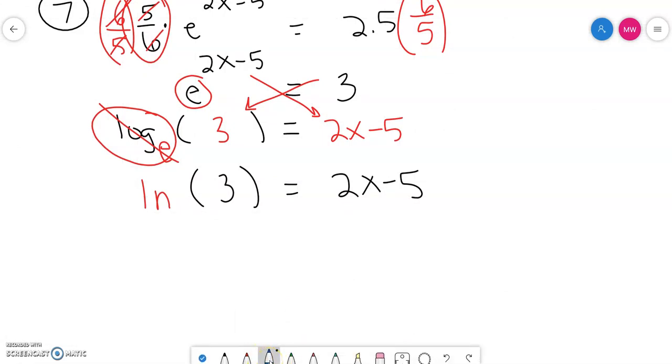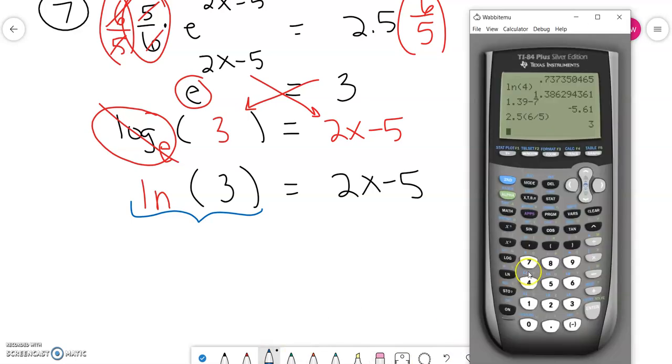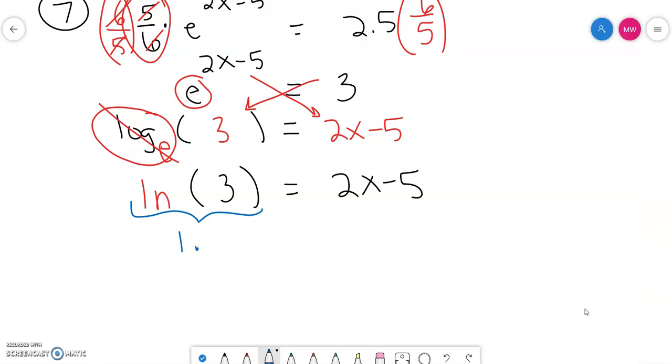Okay, from here I can use my calculator. I'm going to type in the natural log of 3. So this is the LN button, natural log of 3. Gives me 1.098. Let's see, that's actually going to round up. Even if we're looking at 2 decimal places, it actually just rounds up to 1.1 equals 2x minus 5.